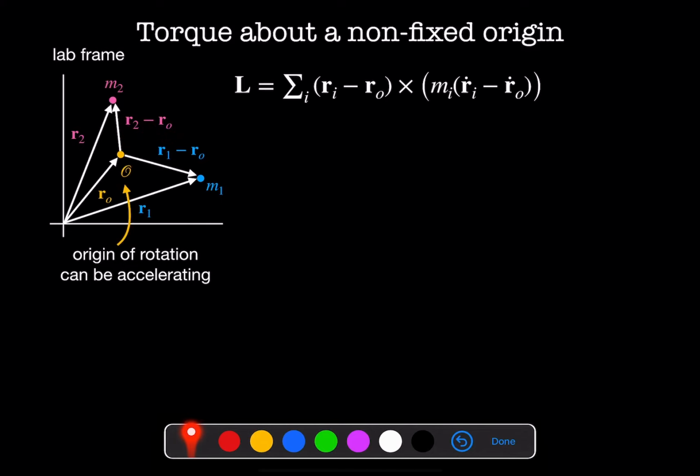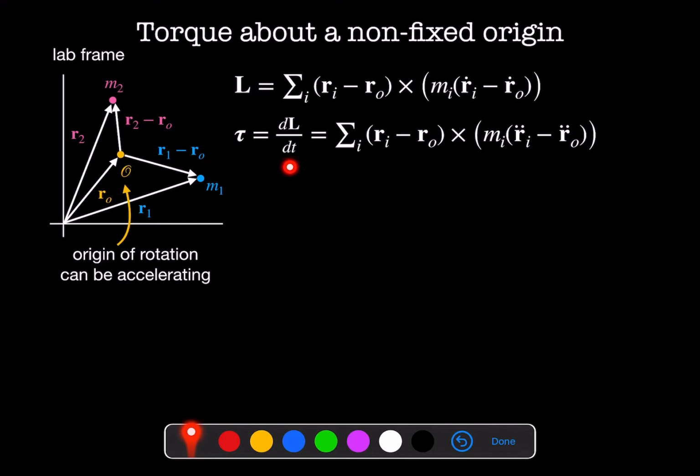The angular momentum for this system is equal to the sum on i of now ri minus R origin, so this is the distance from the origin of rotation to each particle, cross their individual momenta. If we were to solve for the torque by taking the derivative, by looking at the rate of change of angular momentum, we find that we get the sum on i of ri minus R origin cross mi times ri double dot minus R origin double dot.